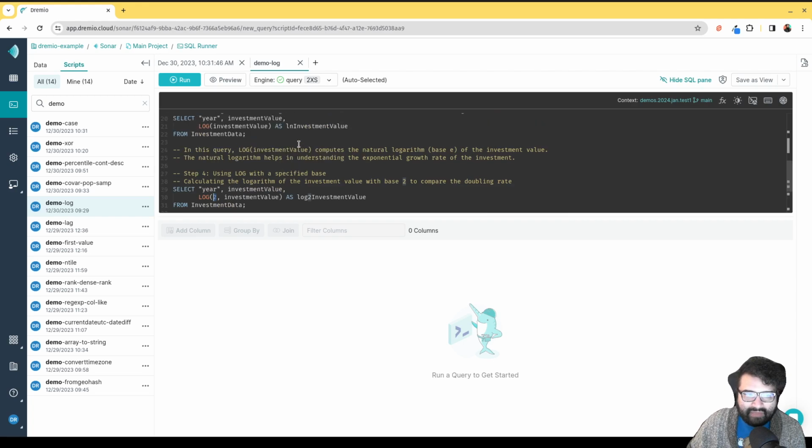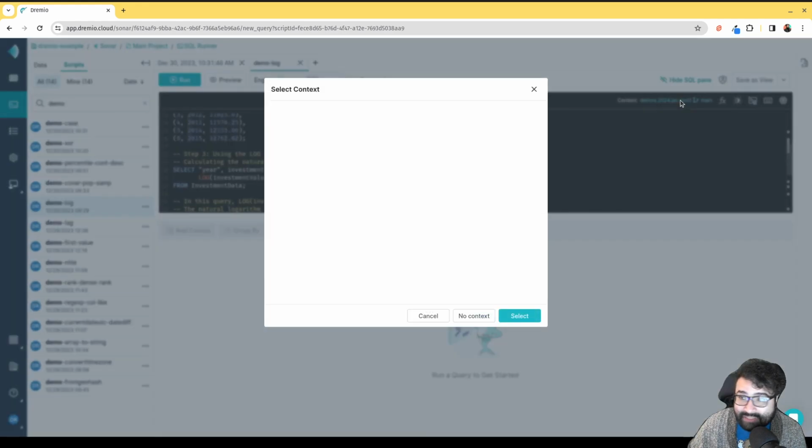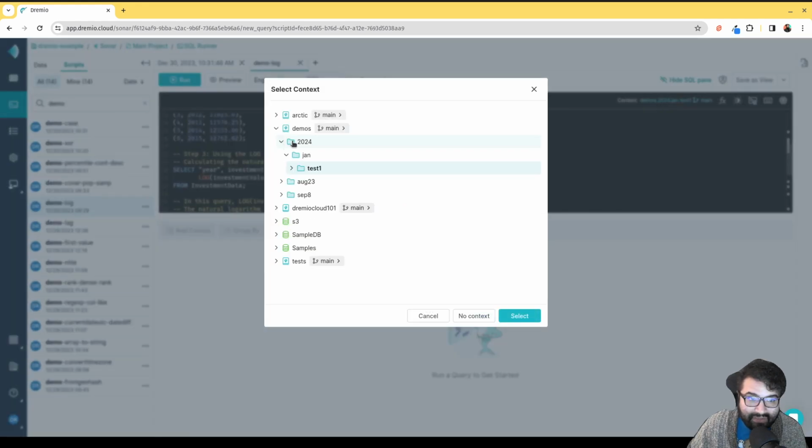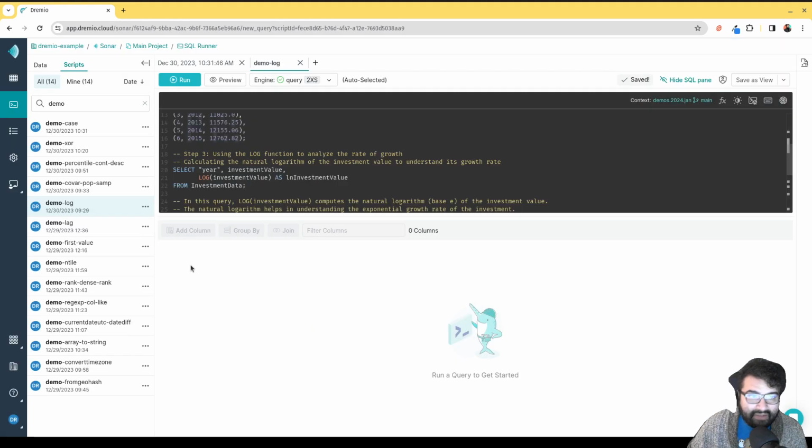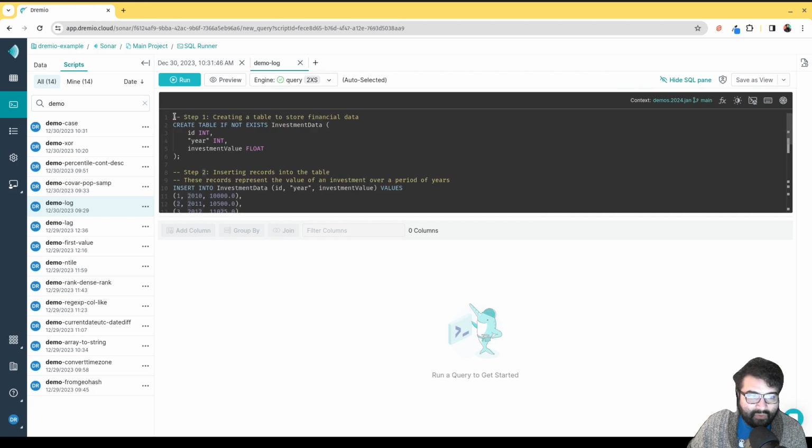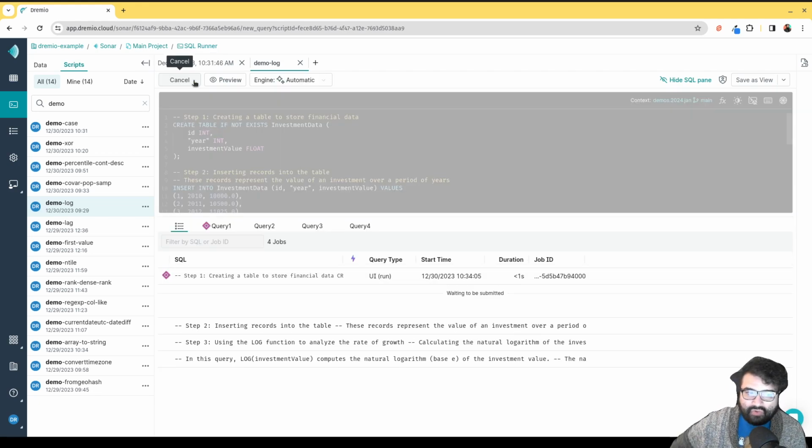So let's run this query, but let me make sure I change my context. We're using our demo folder. So my demos, January 2024, January, there we go. No longer using that test folder. Okay, so I'm going to click run, and I'll run all the queries in the context of that particular folder where these tables do not exist. I'll hit run, and we'll begin creating the table.